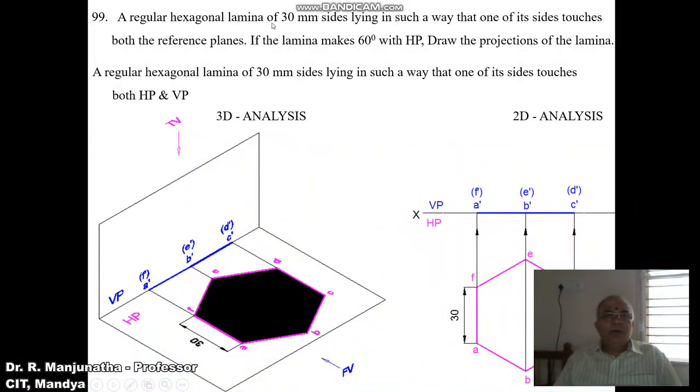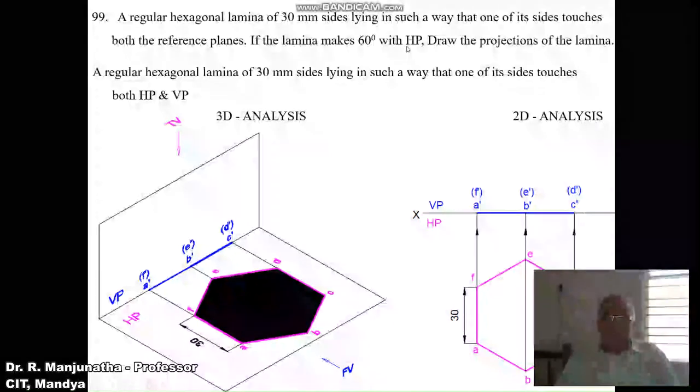Regular hexagonal lamina of 30 mm sides lying in such a way that one of its sides touches both the reference planes. If the lamina makes 60 degrees with HP, draw the projections of the lamina. So he says it is a regular hexagonal lamina of 30 mm side, resting on one of its sides. One of the sides touches both the reference planes. That means it is touching both HP and VP. And it has been given that the surface of the lamina is inclined at 60 degrees to HP.